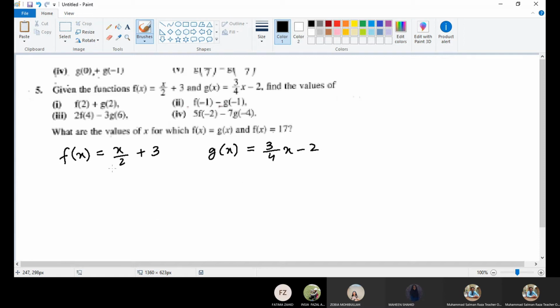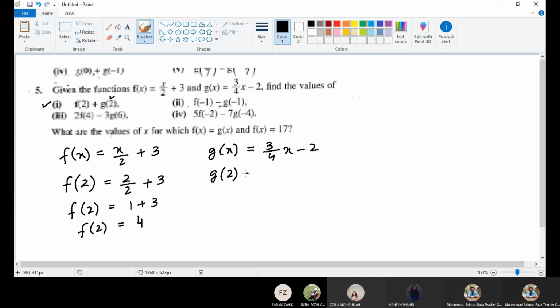This is mentioned. So over here, if I take the first question, f of 2, I am going to put 2 in place of x, and hence it becomes 2 upon 2 plus 3, and it is going to become 1 plus 3, and f of 2 is going to become 4. Where you can see this 2 over here, I'm going to place it in place of x. So it is going to be like this. And then I'm going to cancel them out like 2 ones are and 2 twos are.